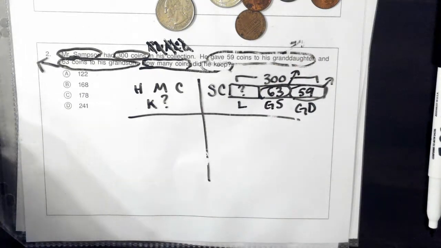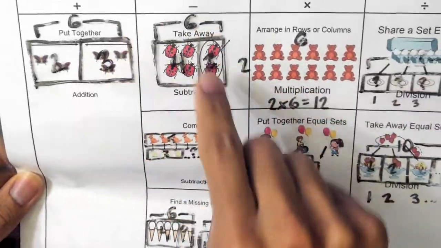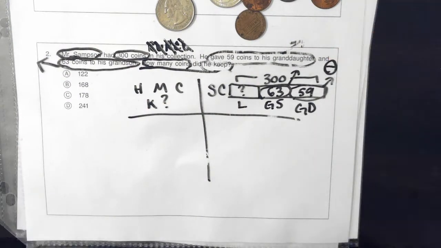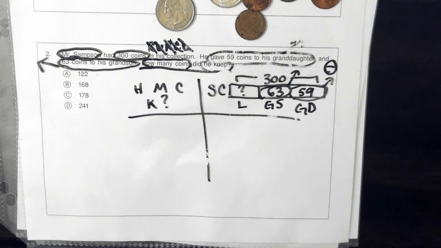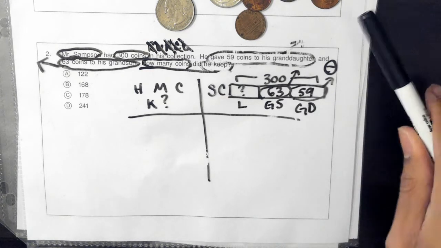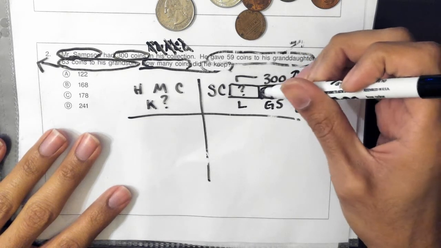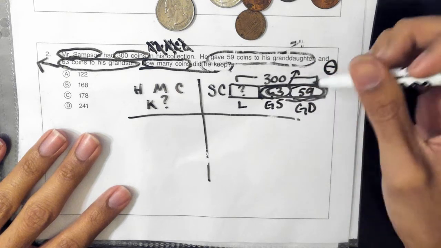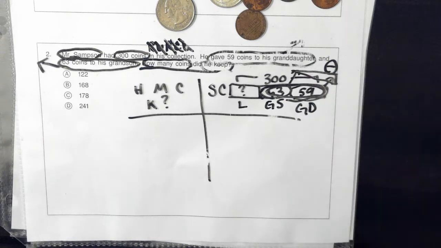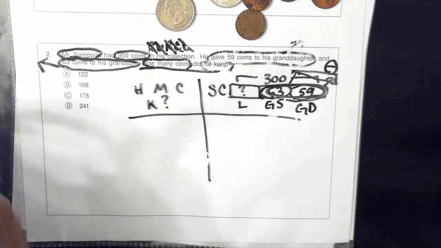Let's match this up with an action poster. I can see that I'm taking something away, so the action is take away, and the operation for that is subtraction. So I'm going to write my clue over here. Now there are two ways that we can take away from this problem. We can either take away 59 and then take away 63, or since they're both going away, we can put them together first and then take both of them away together. So that's what I'm going to do because that's what works best for my brain. You can take away and take away if you want.